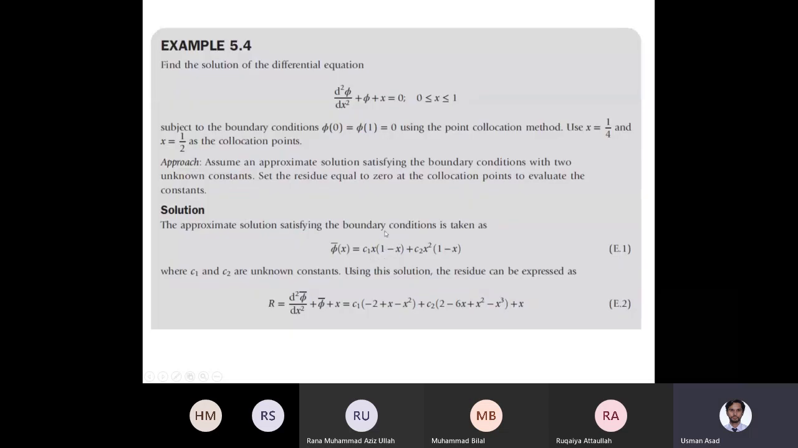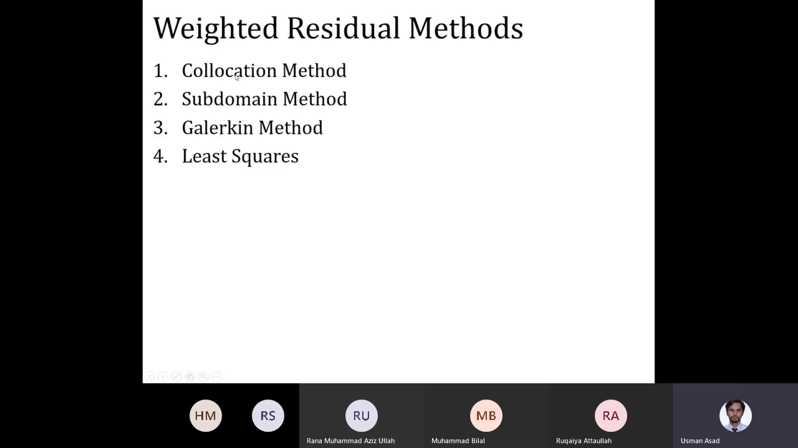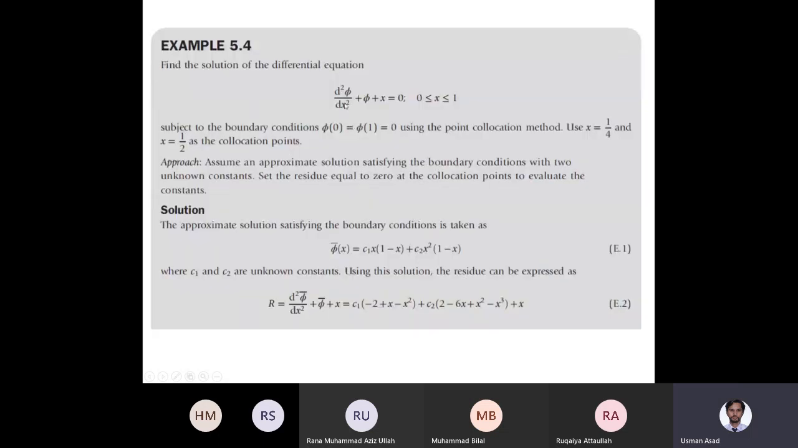The first one of them is going to be called the collocation method. In all of these, we have the same differential equation we were talking about some time ago, with the same boundary conditions: at 0 and at 1, this is equal to 0.